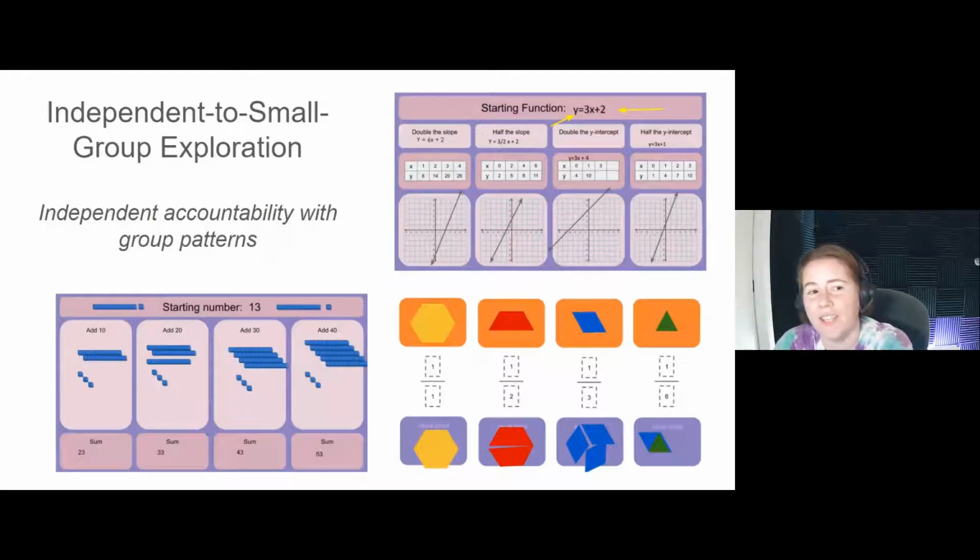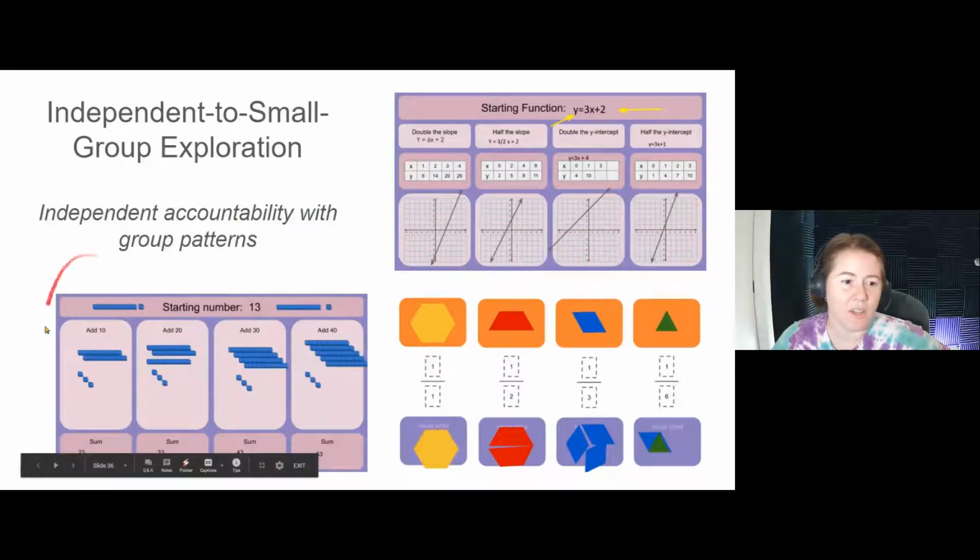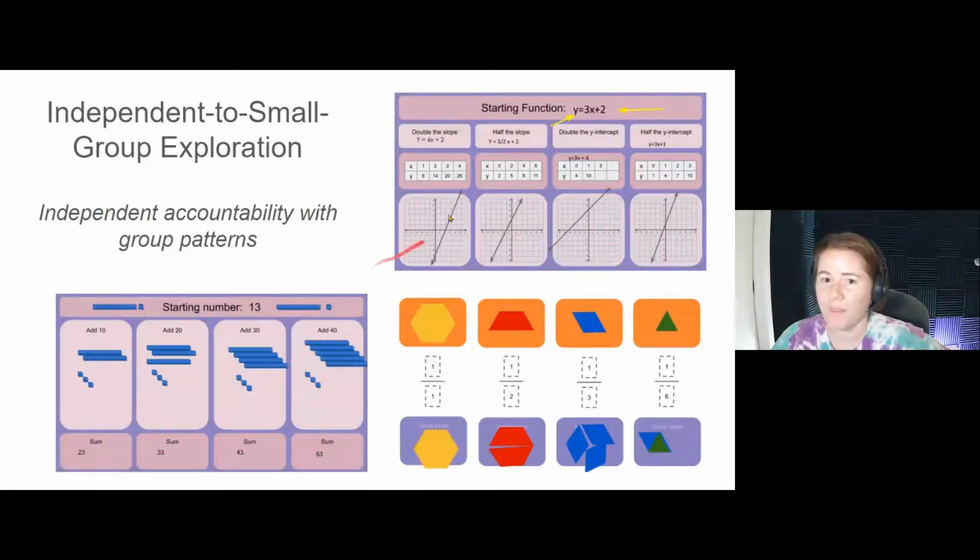Another structure I like to use is independent to small group exploration. The important thing about this is each student has their own independent section. However, they're related to their partner's work. I typically have 4 columns, as you can see here. So partner 1 would have the first column, partner 2 would have the second, partner 3 would have the third, and partner 4 would have the fourth.